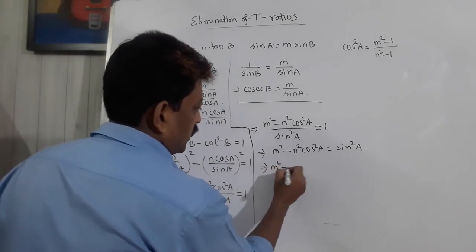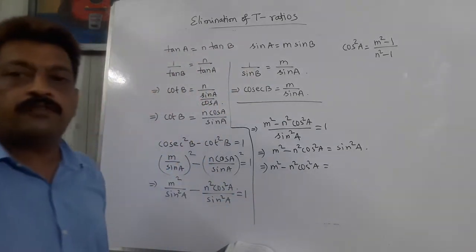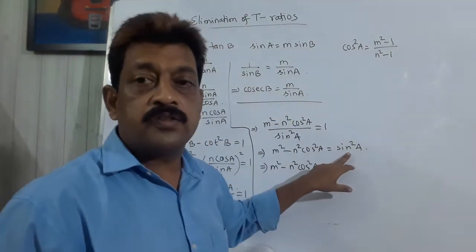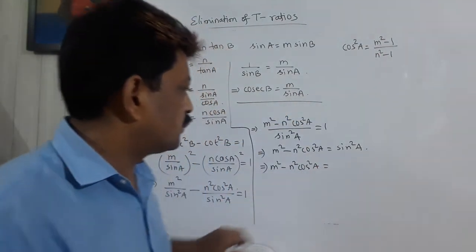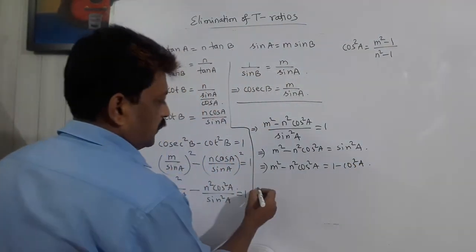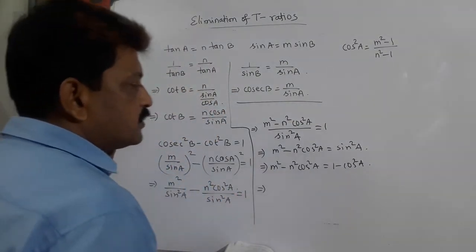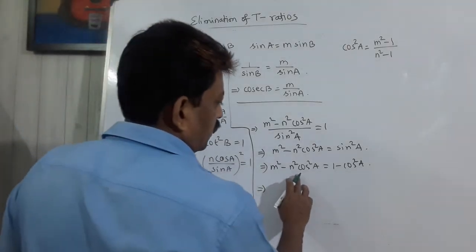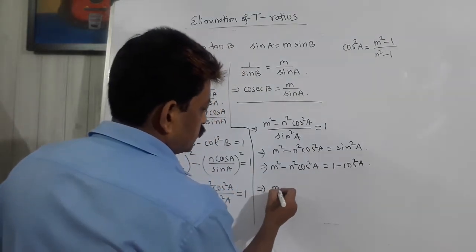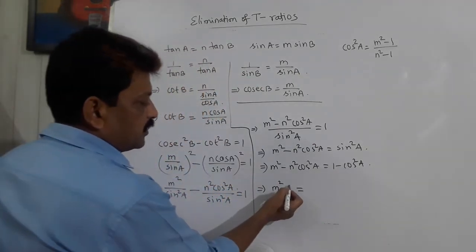Now m square minus n square cos square A equals this sin square A. Again we have to change it, because in the question we have only cos square A, so we have to convert this sin square A into 1 minus cos square A. So sin square A is 1 minus cos square A. Now this cos square A and this cos square A, let them come to this side. Or better, let me take this n square cos square A to the right hand side and 1 to the left hand side. So m square minus 1 equals, this 1 is plus here, so it will become minus in the left hand side.